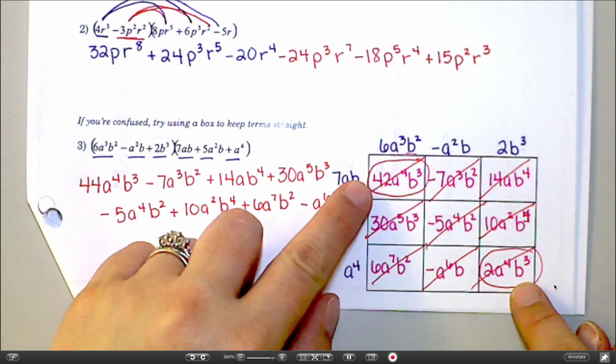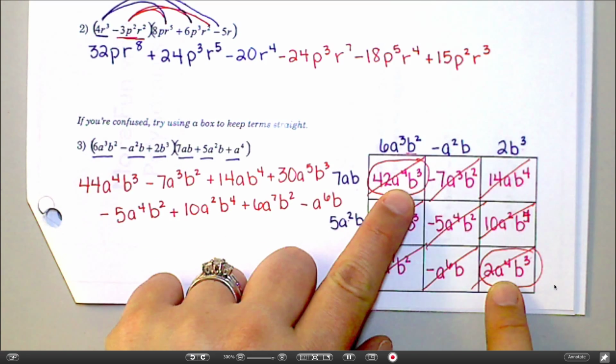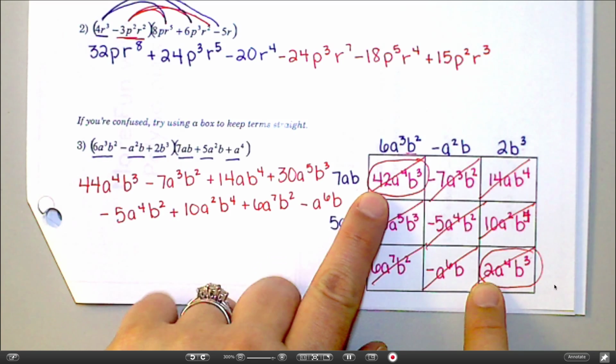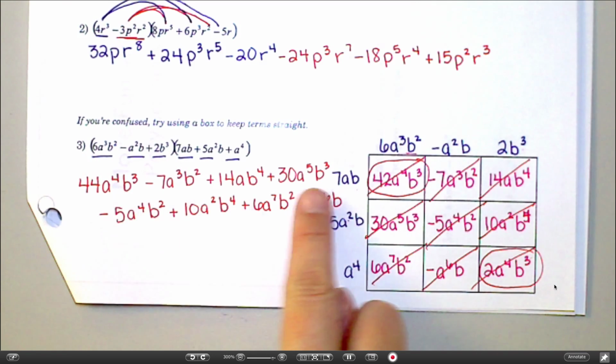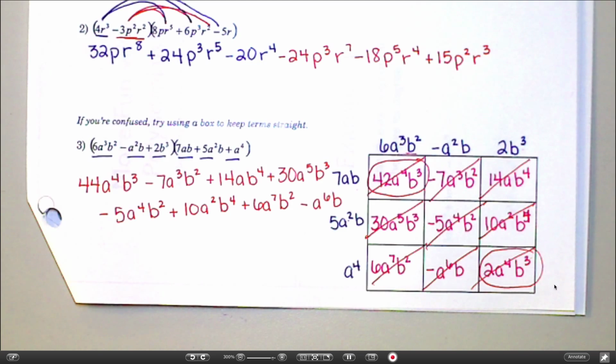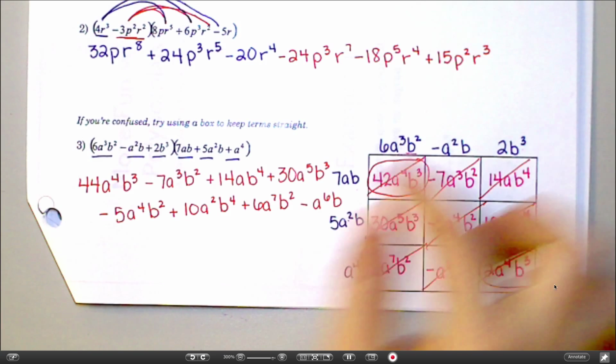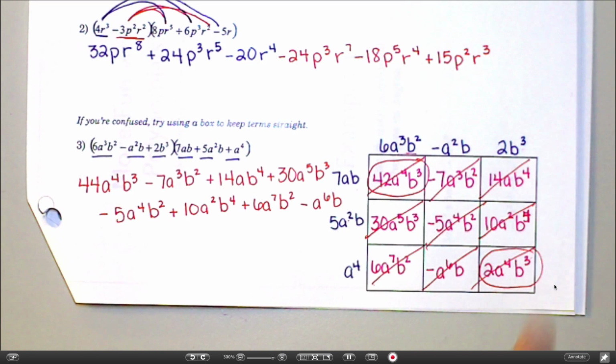These two here, do you see how they had the exact same exponents? A to the 4th, b to the 3rd? So I added those together. 42 and 2 makes 44. Well, at the end here, when you write out all of those terms, you're adding all of those terms together. We already multiplied to get those. Now we're adding all the pieces together, and those two pieces I could combine. Does that help? Okay. Let's try some homework on that.